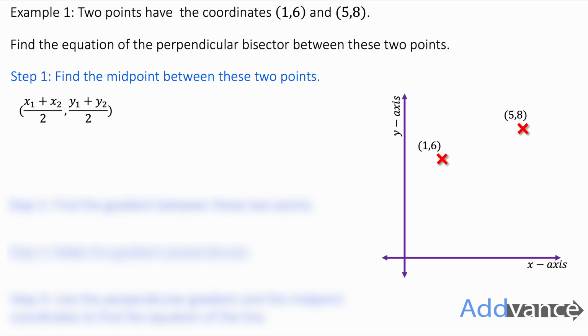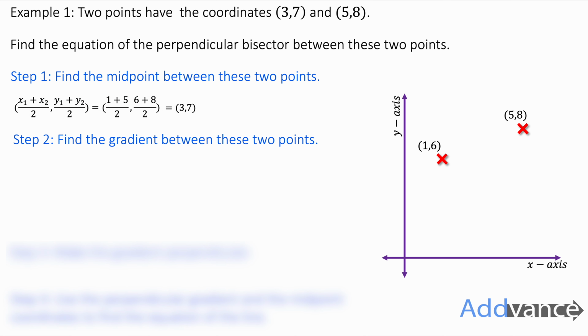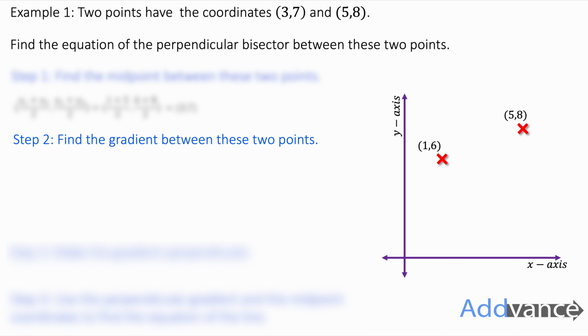And the midpoint is given by this formula here. We're averaging the 2 x coordinates and averaging the 2 y coordinates. I've color-coded it here to help you see what's going on. And we substitute the coordinates in like this. And when we type that into the calculator, 1 plus 5 divided by 2 is 3, and 6 plus 8 divided by 2 is 7. The midpoint is 3, 7, and I've put that on the graph on the right of the screen there. That's step 1.